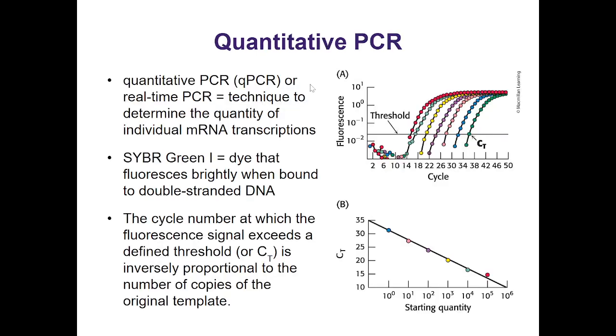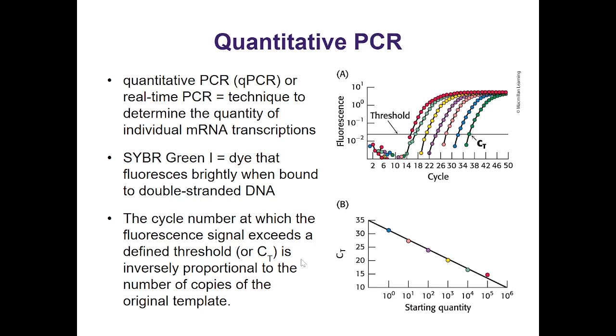Anyways, it's kind of become a famous field. Quantitative PCR, or qPCR or real-time PCR, it has 3 different names, congratulations on that one, is going to be a technique to determine the quantity of individual mRNA transcripts. SYBR Green I, this is a dye that fluoresces brightly when bound to double-strand DNA. The cycle number at which the fluorescent signal exceeds a defined threshold, that defined threshold is Ct, literally meaning cycle, and t meaning the threshold. Okay?